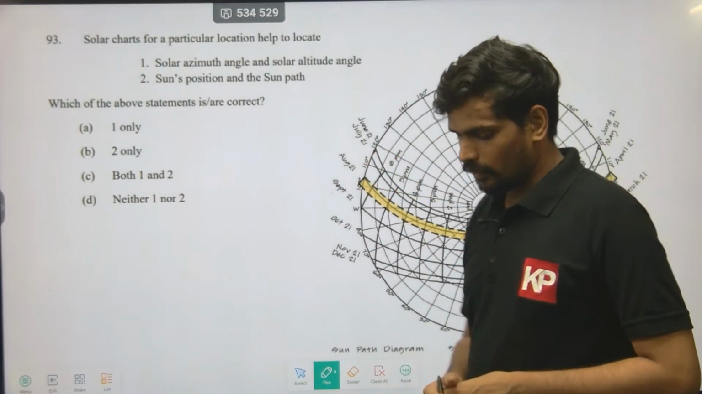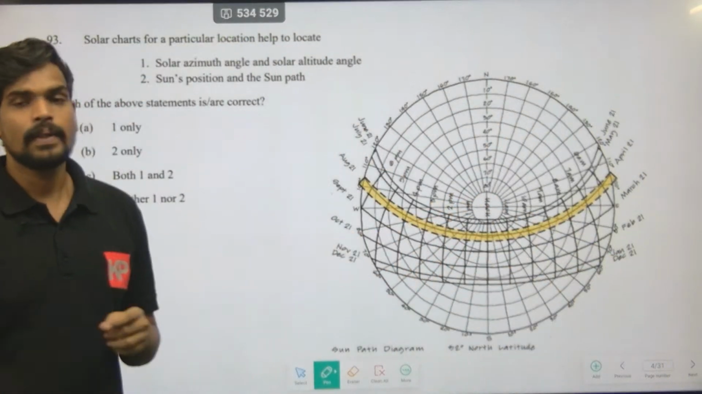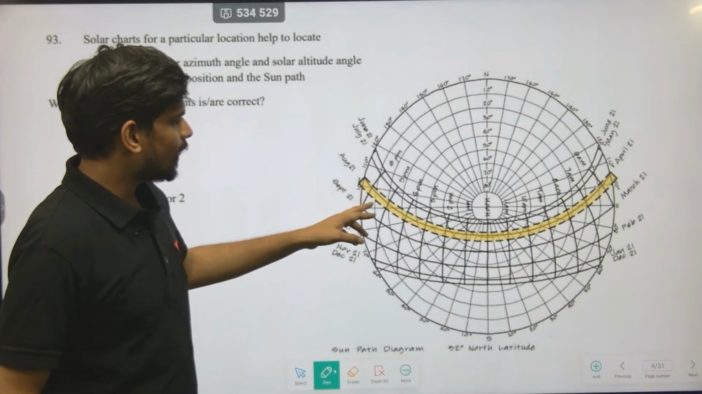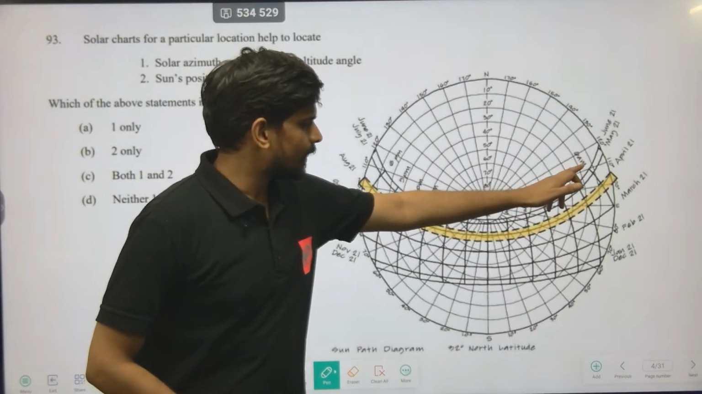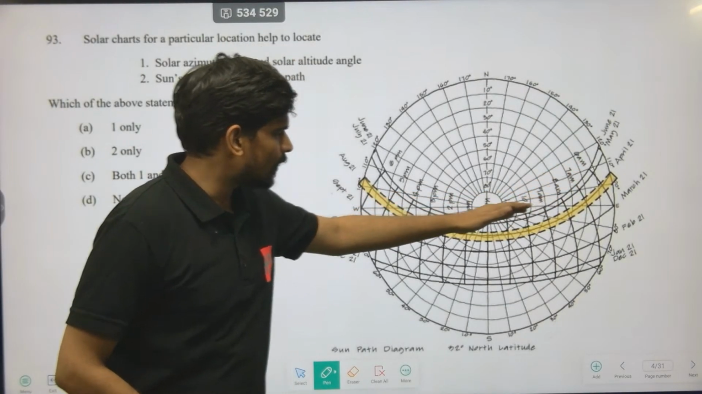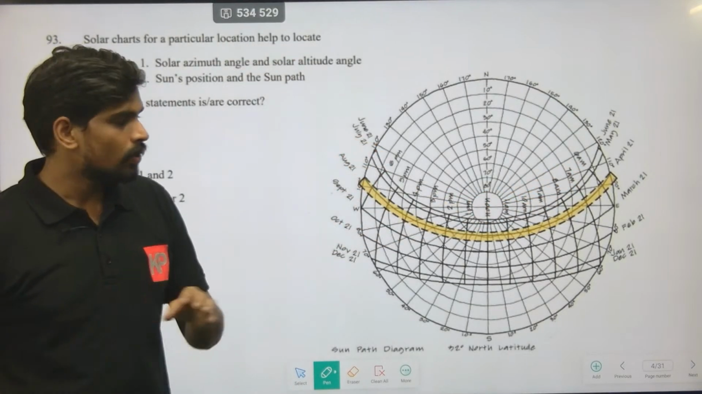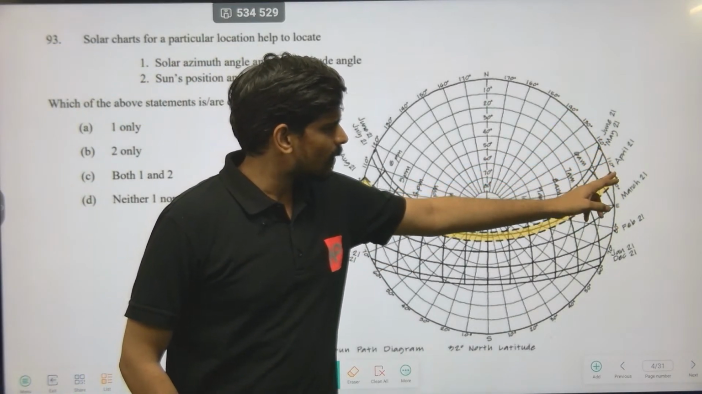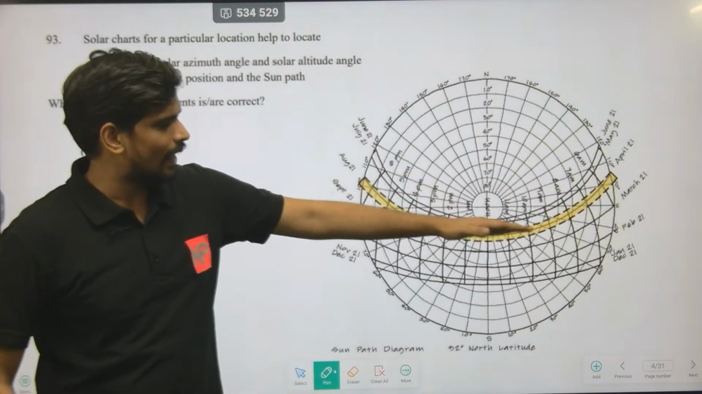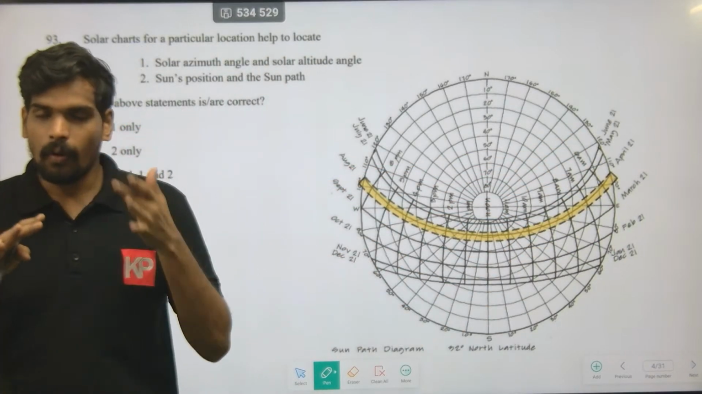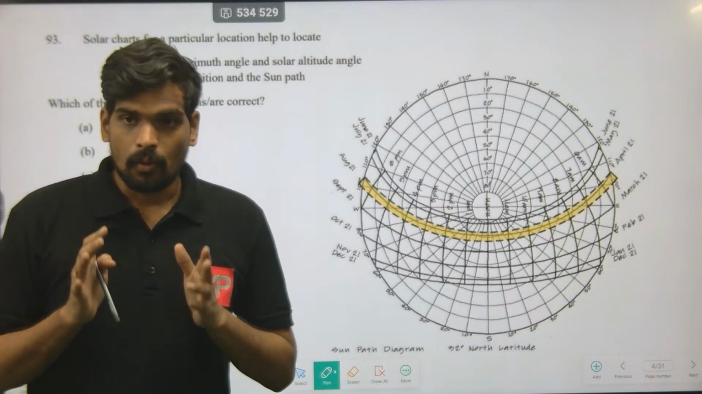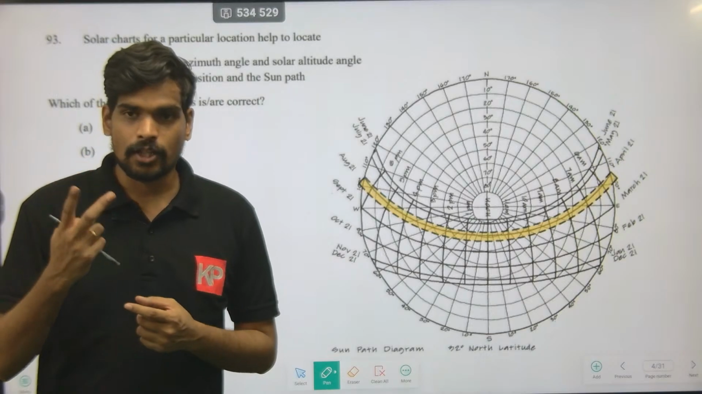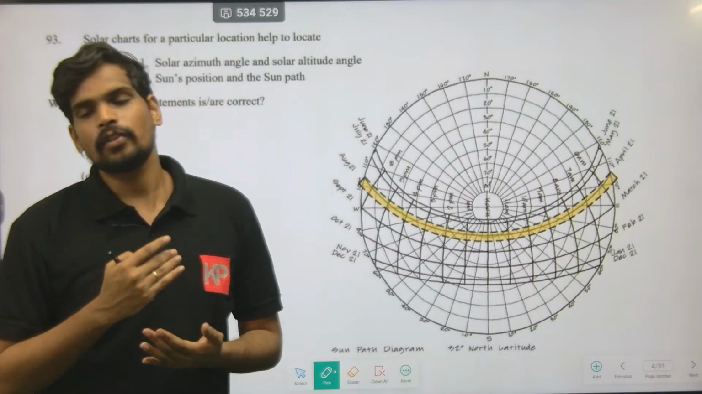If I just show you the sun chart diagram, it mainly has 4 things marked onto it. Number 1, you have the time of the day marked over here: 6 a.m., 7 a.m., 8 a.m., 9 a.m. Number 2, the date is marked on the side. You can see May 21st, April 21st, March 21st. So you have a grid of date and time overlaid onto a circular diagram where you have 2 angles mentioned, that is solar altitude angle and solar azimuth angle.